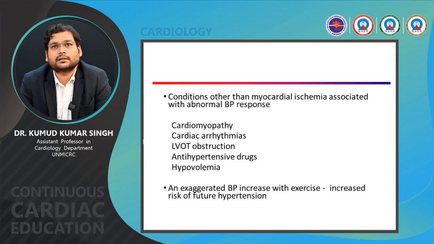There are conditions other than MI and myocardial ischemia associated with abnormal BP response, such as cardiomyopathy, cardiac arrhythmias, LVOT obstruction, antihypertensive drugs and hypovolemia. And an exaggerated BP increase with exercise shows the increased risk of future hypertension.